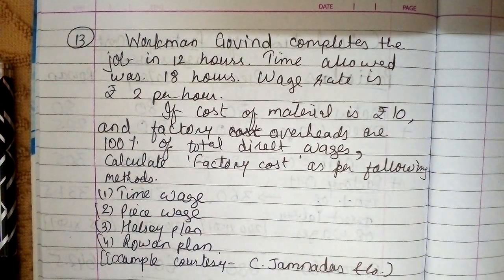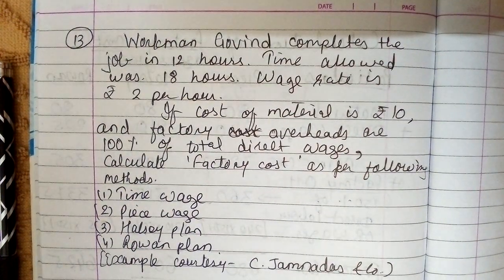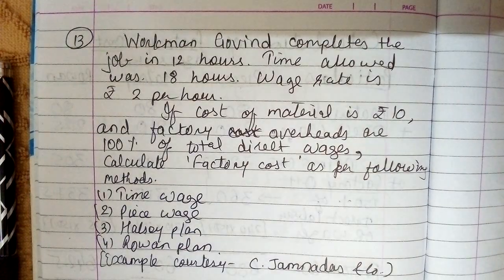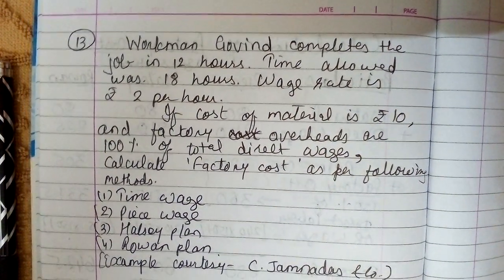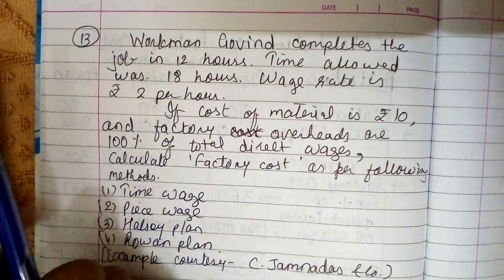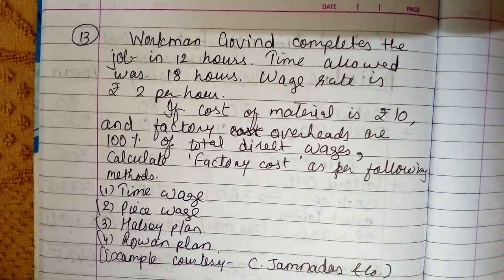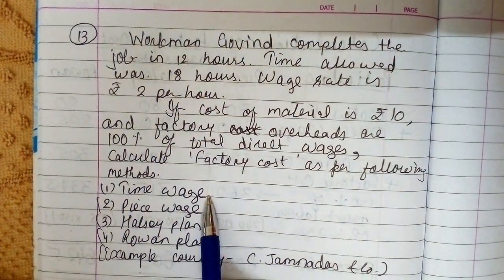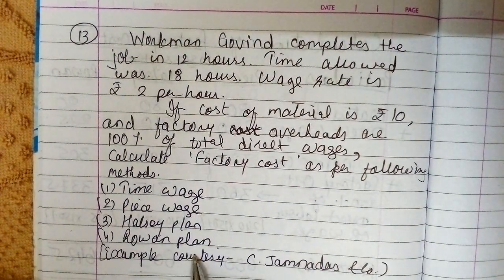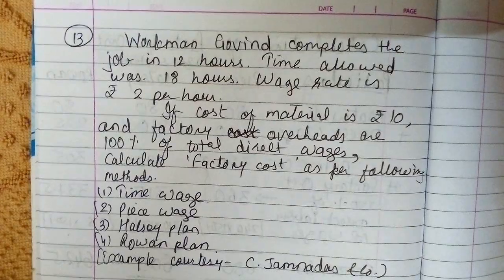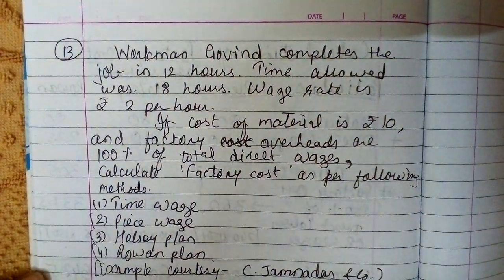In the last session we have discussed two examples of factory cost. Today also we are going to discuss the same method, that is of factory cost. But in this example we are going to calculate factory cost as per all the three weight systems: time weight system, piece weight system, Halsey plan and Rowan plan. So let us have a look at the example first, then we'll move further with the solution.